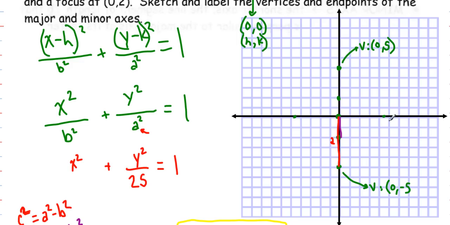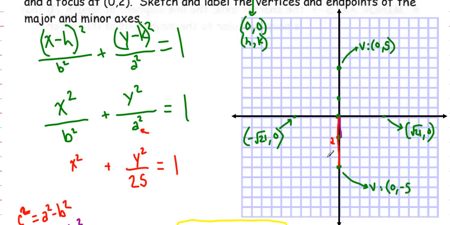Okay, so there's my other two endpoints. This one here is going to be at the point square root of 21, comma 0. The other endpoint is at negative square root of 21, comma 0. Okay, so we've got our center, we've got the endpoints of our axes.